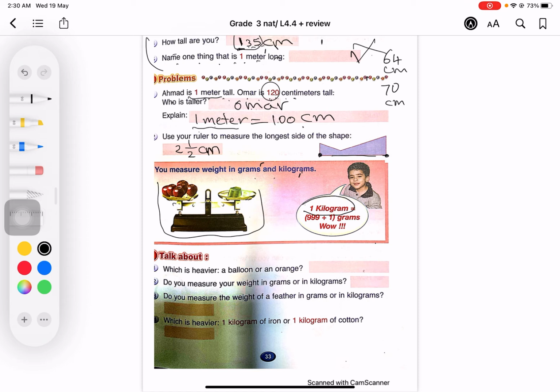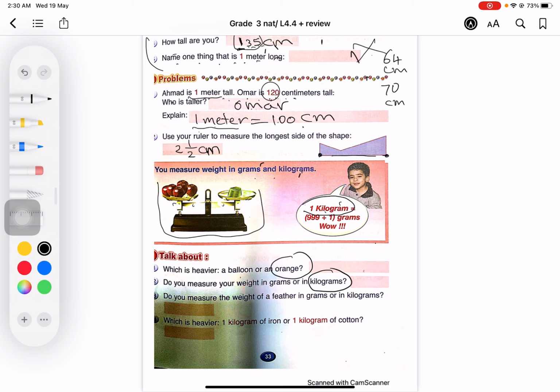Okay? Now, you measure the weight in grams and kilograms. If you are measuring yourself, you are using centimeters or meters. If you are measuring things, you use this scale and you are going to use something called kilograms. Okay? We measure an apple using kilograms. Okay? Which is heavier, a balloon or an orange? You think, which is heavier, the balloon or the orange? Of course the orange is heavier.